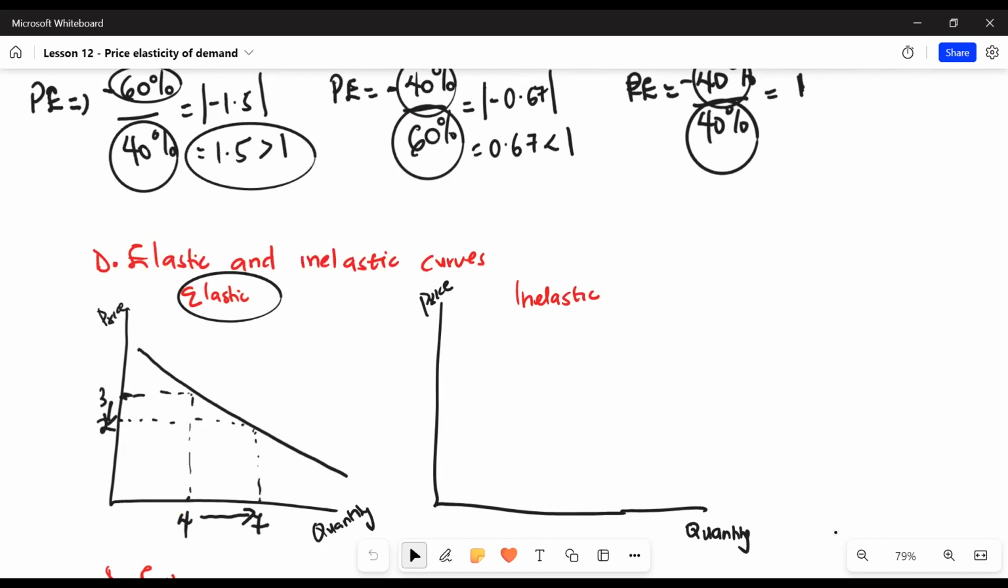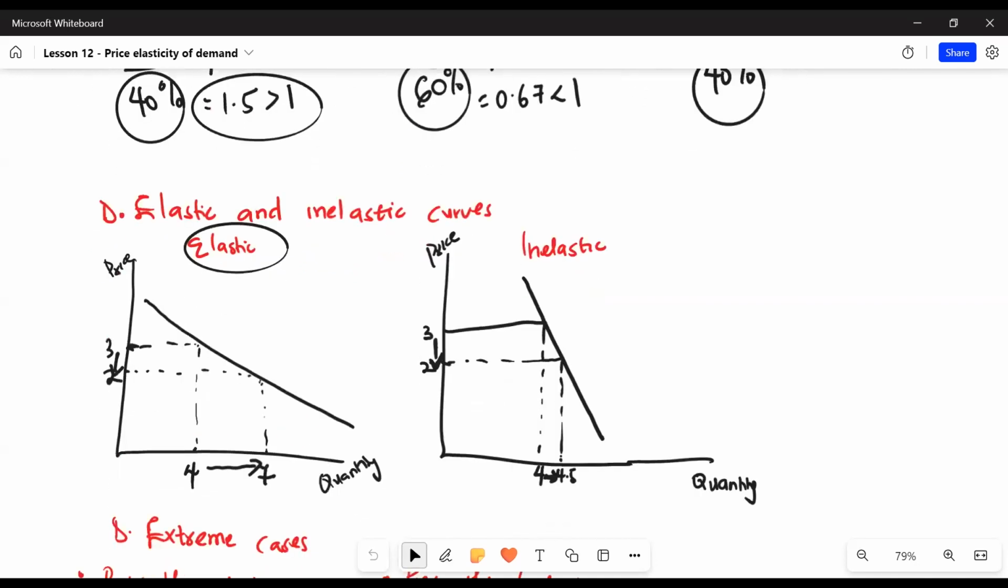So the flip side is the inelastic curve, which is steeper. So you have a curve that looks like this. So if price were to be 3 and quantity demanded was 4 and price reduced to 2, quantity demanded will also increase to maybe 4.5. You see that this reduction in price is much bigger than the increase in quantity demanded. So what this means is that any change in price will induce a smaller change in quantity demanded.